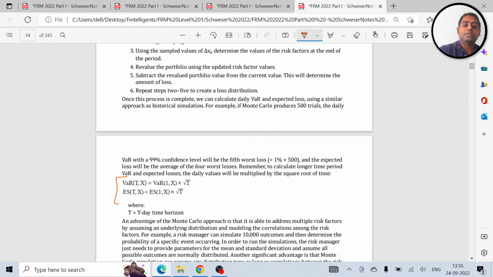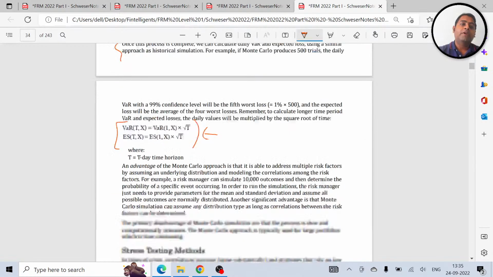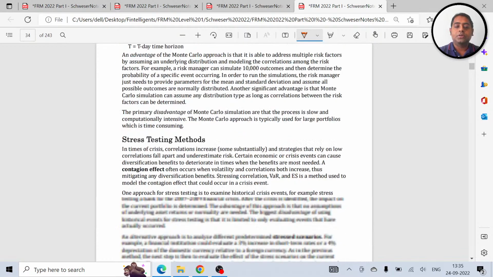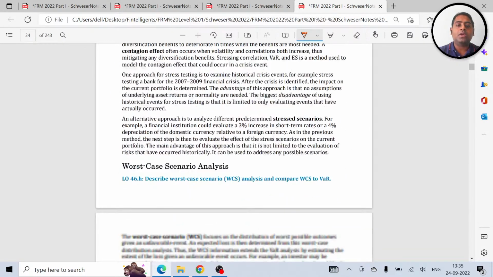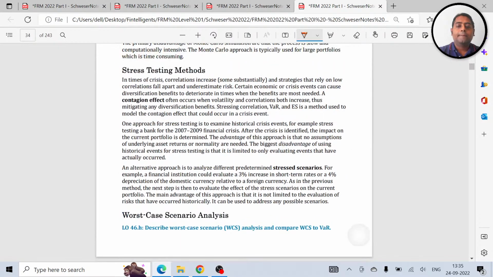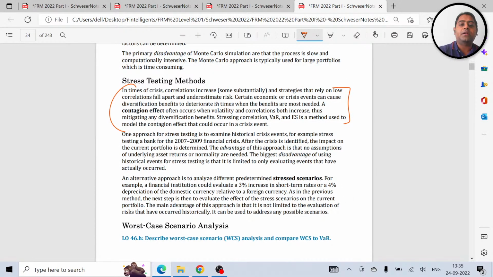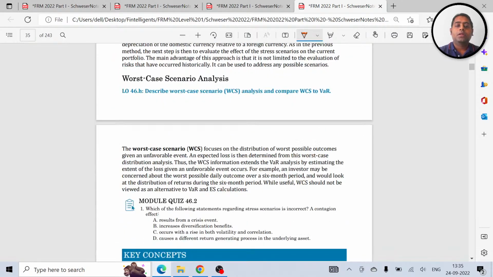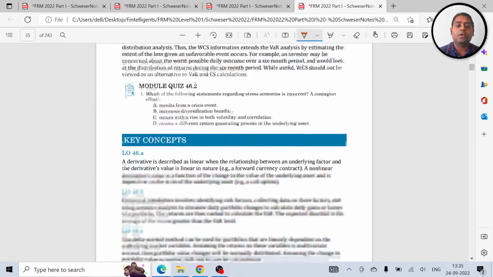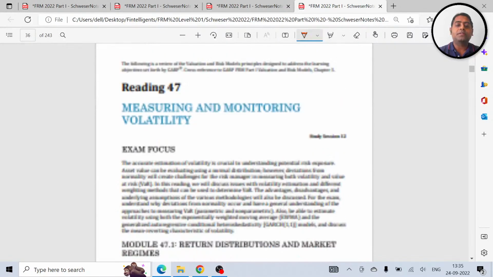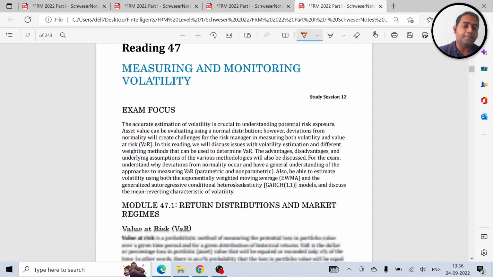This part is important. This is nothing but the square root rule, where you have a VAR of 1 day, you want to calculate for the entire year, you just multiply and get the square root section. Stress testing VAR is okay. You can focus on this paragraph, contingent effect. The rest, worst case logic is okay. Moving toward the third chapter, measuring and monitoring volatility.